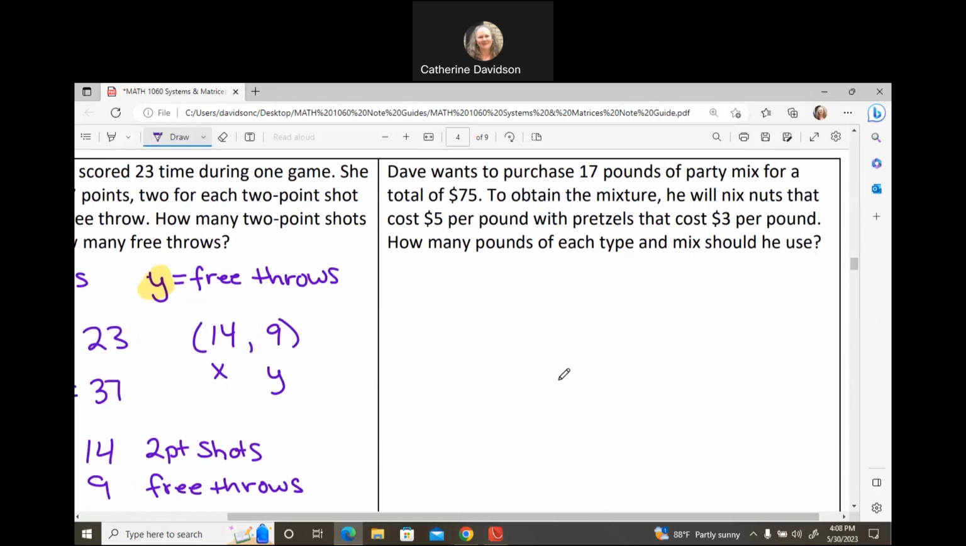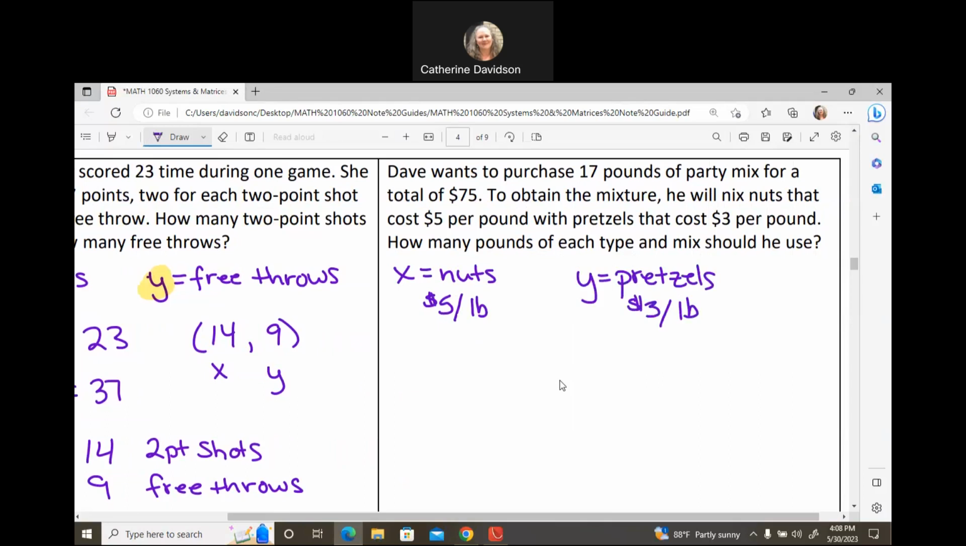Dave wants to purchase 17 pounds of a party mix for a total of $75. To obtain the mixture, he will mix nuts that cost $5 per pound. So X are going to be our nuts. And they are $5 per pound. LB, if you don't know, is the notation for pound. With pretzels that cost $3 per pound. So I'm going to let Y be our pretzels. And they are $3 per pound. And there's no particular reason I picked X for nuts and Y for pretzels. Generally, whatever order they show up in the word problem, that's how I assign them X and Y.